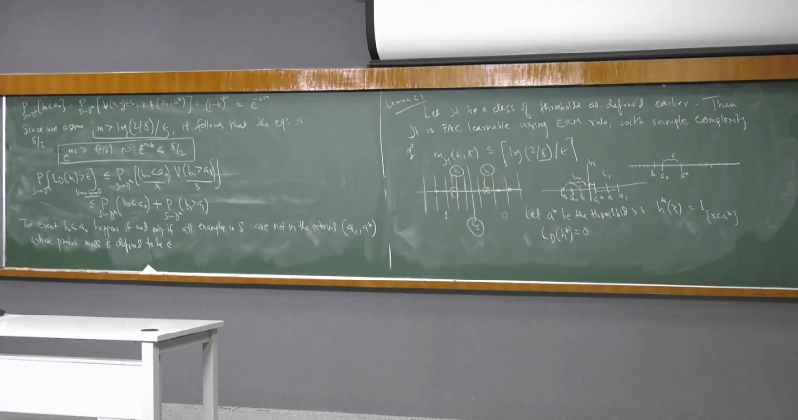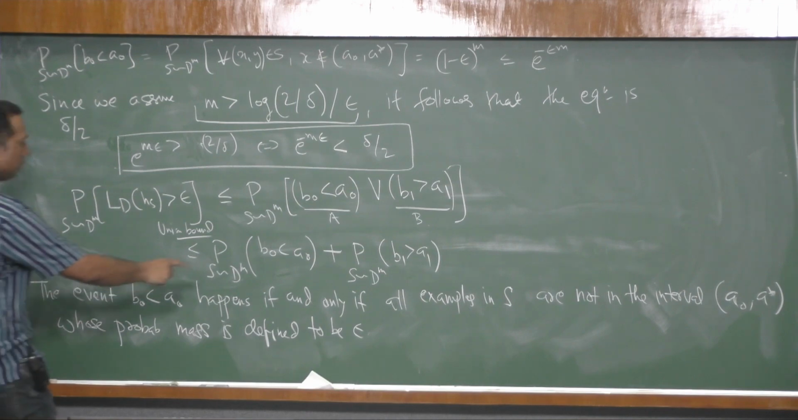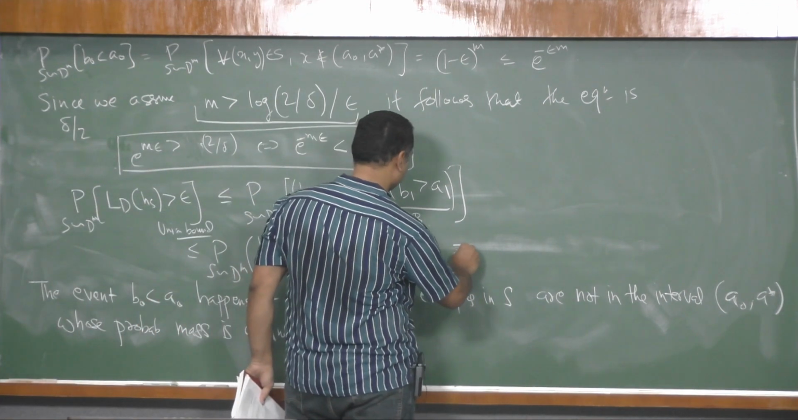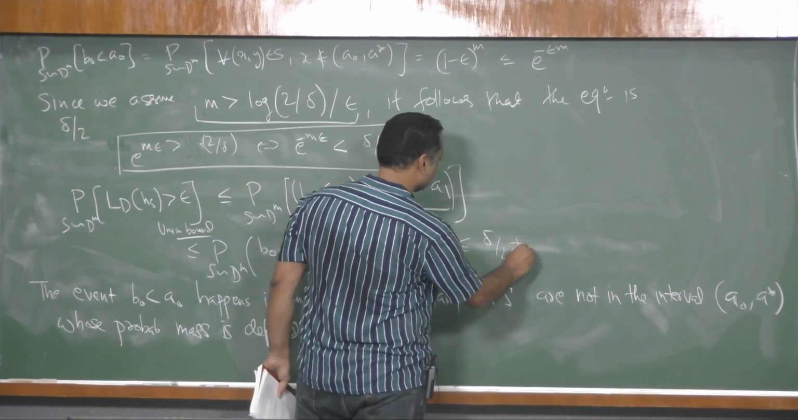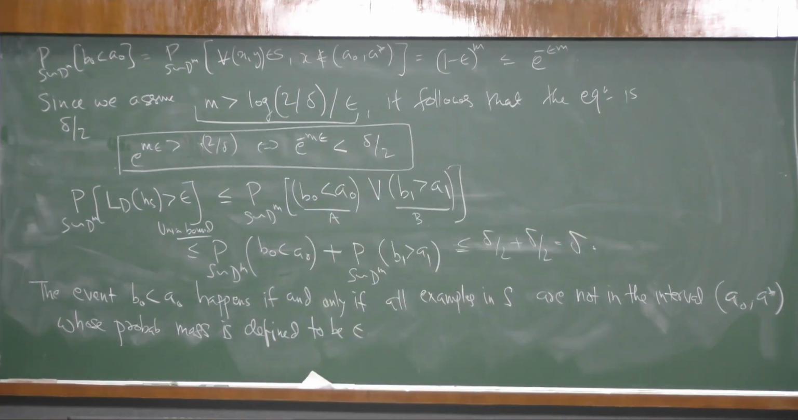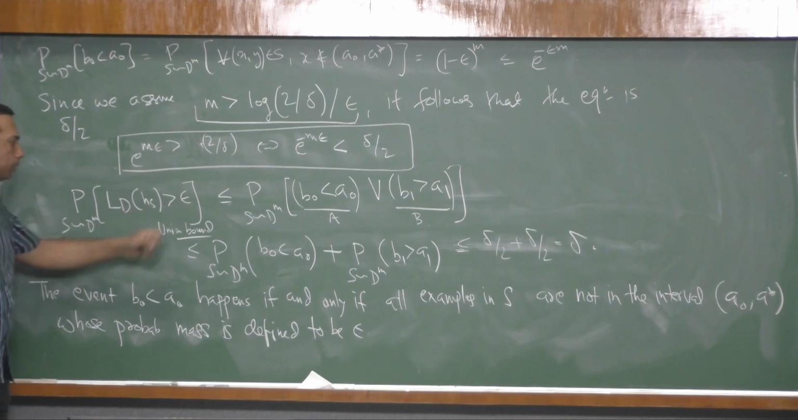So this is from PAC learning, right? So I hope you got this. Okay, so this is probability, and this is less than delta by 2, and this guy is also less than delta by 2. So this is further less than delta by 2 plus delta by 2, which is delta. So the probability that I will make a test error which is greater than epsilon is less than delta.